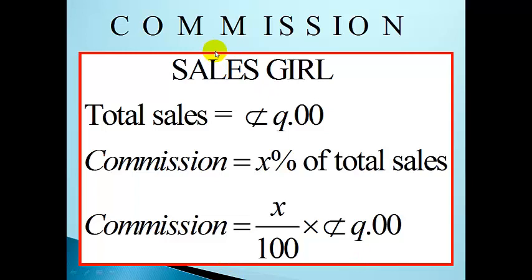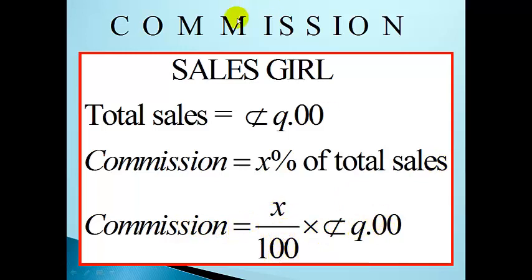Now let's look at commission. Now assuming we have a sales girl, if the total sales equals Q cedis, that is, a sales girl makes the total sales of Q cedis, assuming that the commission is X% of the total sales, then it means that the commission will be equal to X divided by 100 times the total sales.